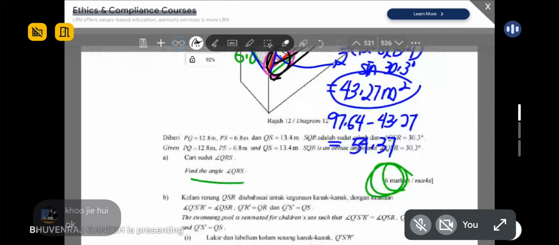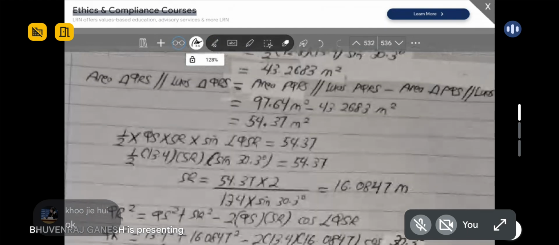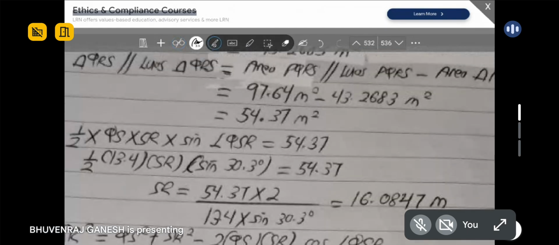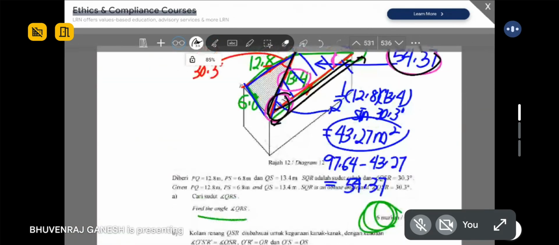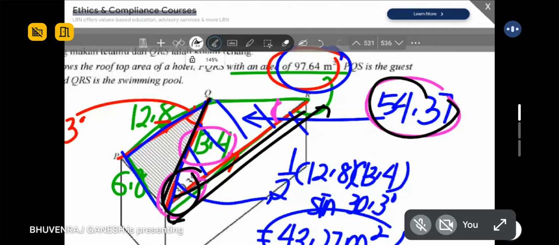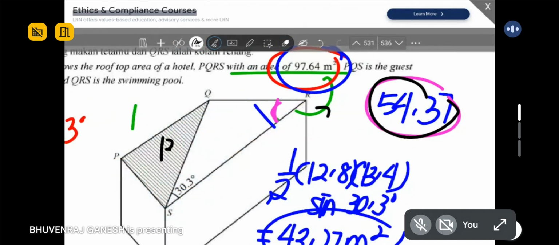Okay, so you can see the step over here. If you find SR, you will get this one. You will get SR is 16.0847. Just use half AB sine C. Okay, why do I find SR? Because if you get SR, you will actually have a lot of information. This one 13.4, this one also you have, and then you want to get this, right?